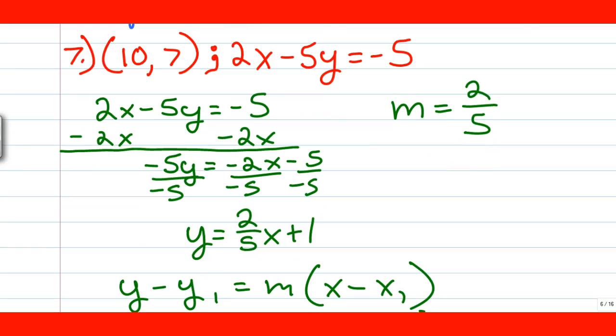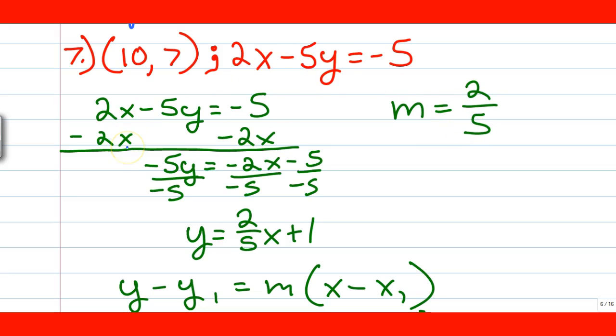For number 7, we're given the point 10, 7. We know that that point is on our line, and we're also given the equation of a line, 2x minus 5y equals negative 5, and this one runs parallel to ours. Well, when a line runs parallel to another, the thing that they have in common is the slope. Their slopes are identical. So if we can find the slope from this line, we can find the slope for our line.